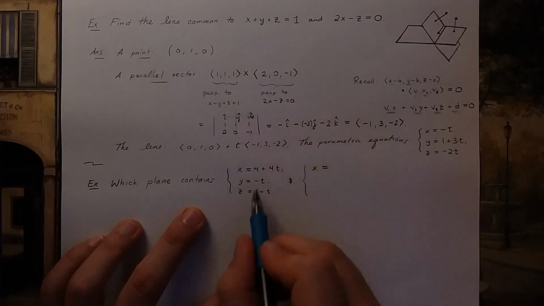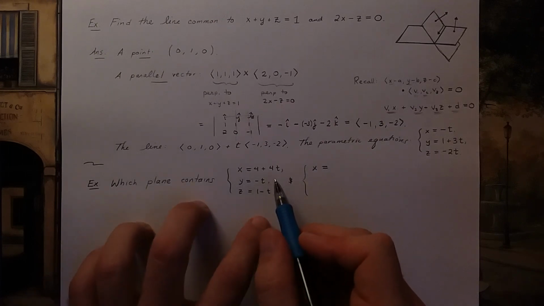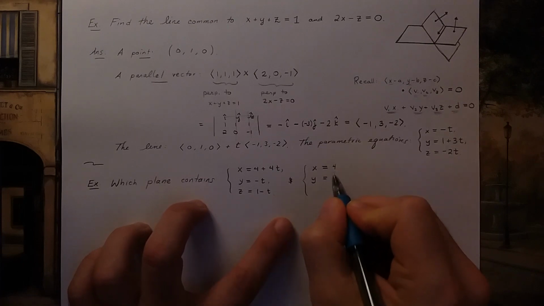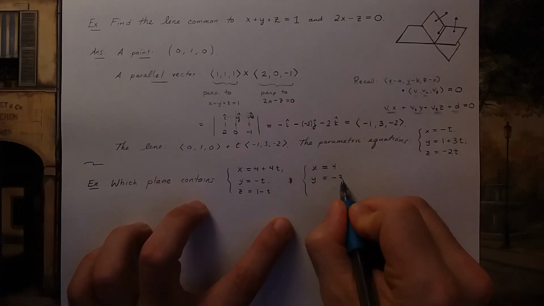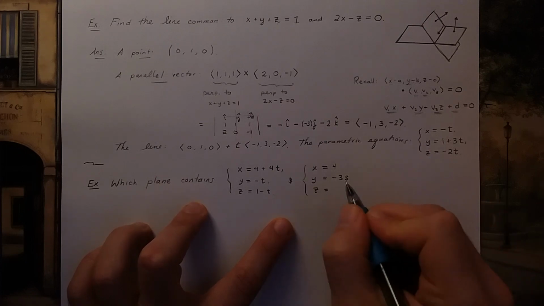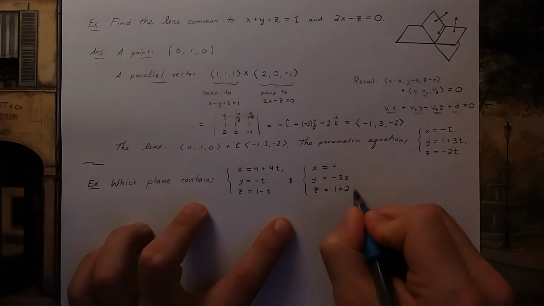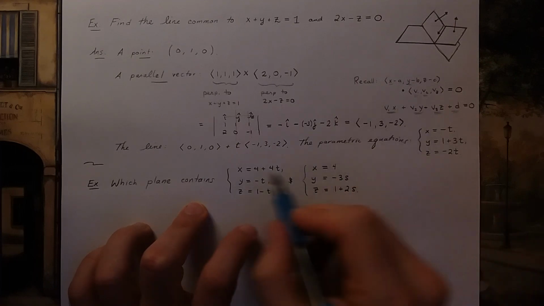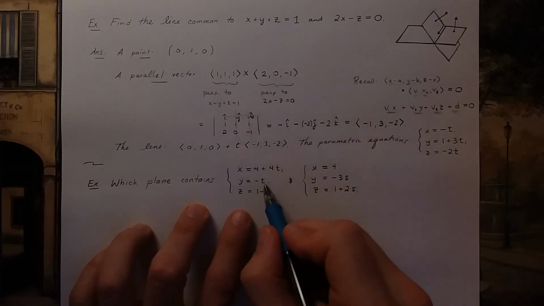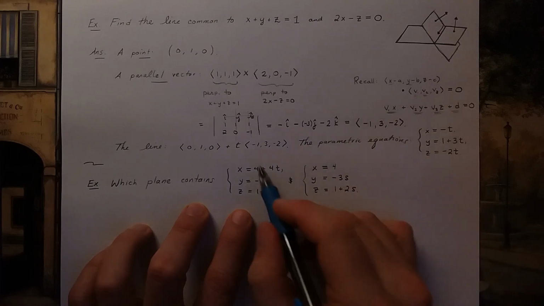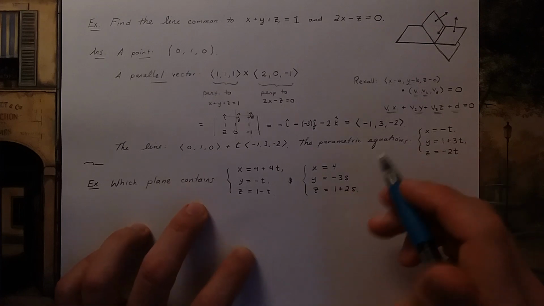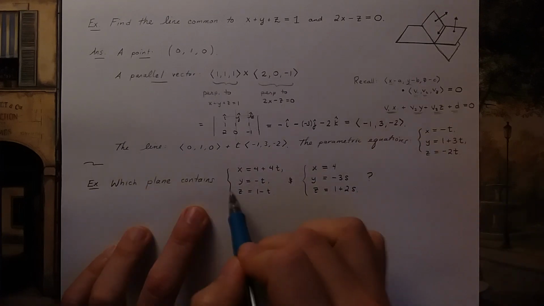Now I already used the parameter t in my problem, so I'm going to use another parameter s. So I'll say x is equal to 4, y is equal to negative 3s, and z is equal to 1 plus 2s. I didn't want to use the same variable twice because I didn't want to imply erroneously that the t's in both equations have to be the same. These are just the parametric equations for two different lines. Okay, the question, which plane contains both lines?